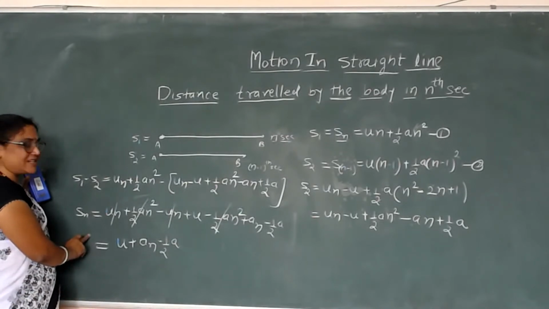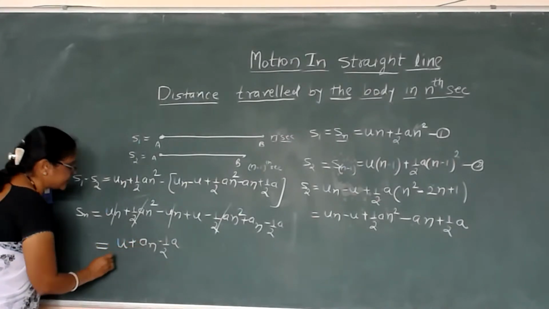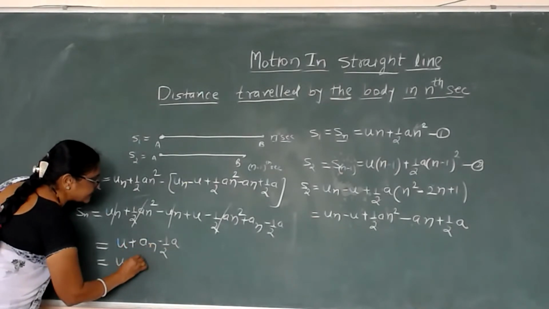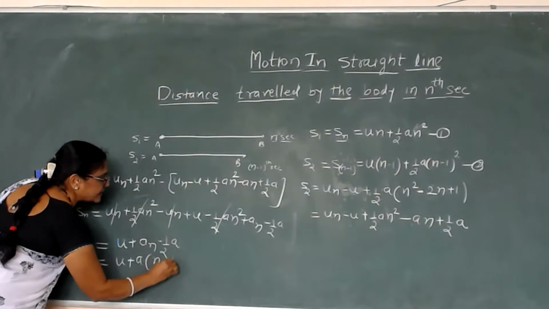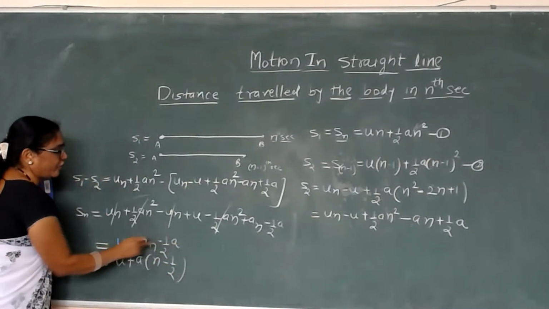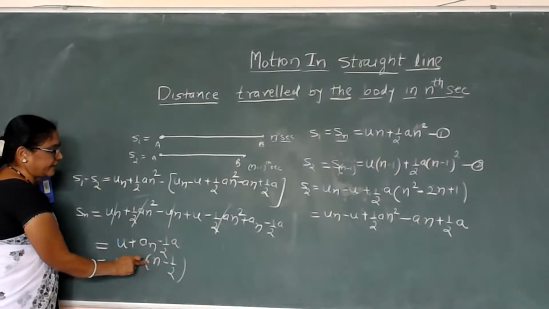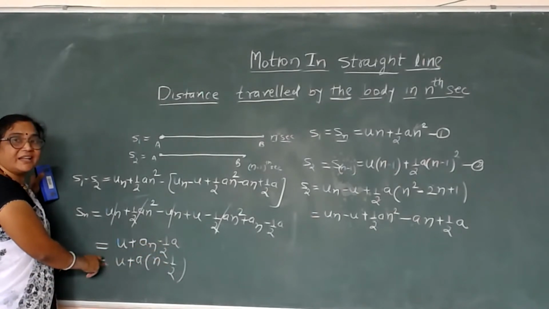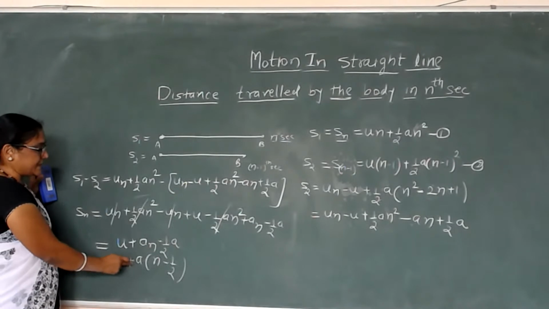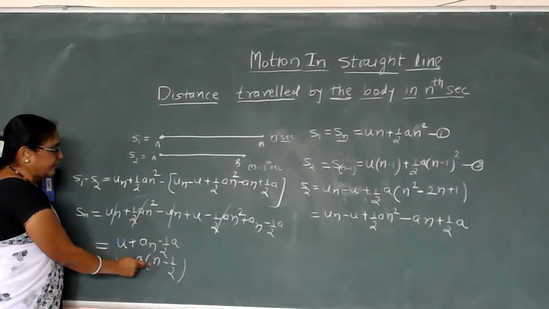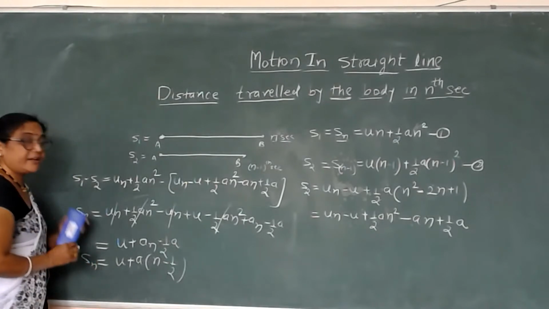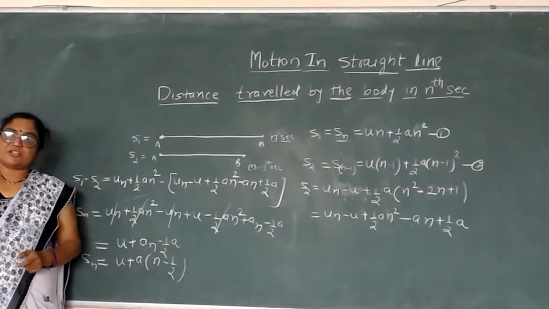as the last nth second. So this is equal to, if we simplify again, u, if we take a common, plus a, n minus 1 by 2. If we take a common, the remaining values are n minus half a. So the distance traveled by the body in the nth second is u plus a into n minus 1 by 2. This equation is known as the distance traveled by the body in the last 1 second.